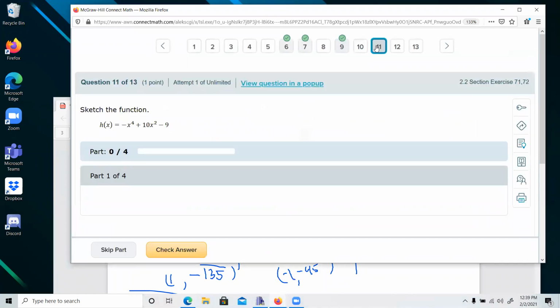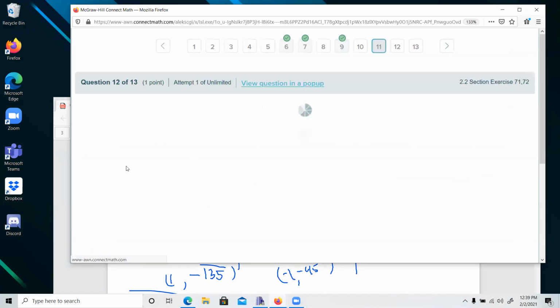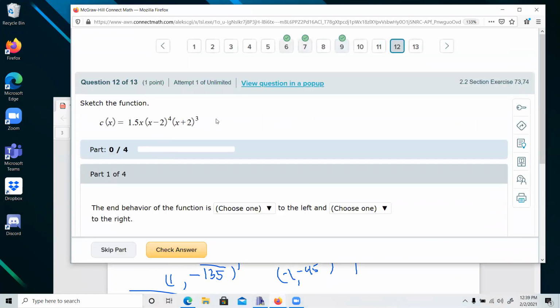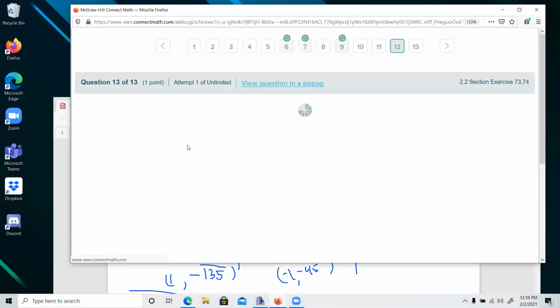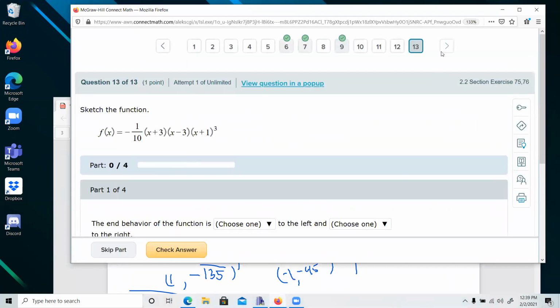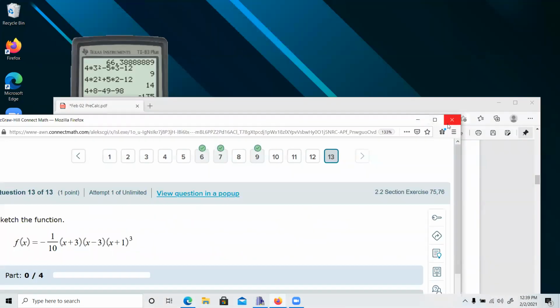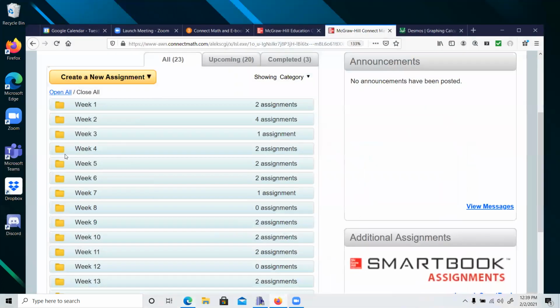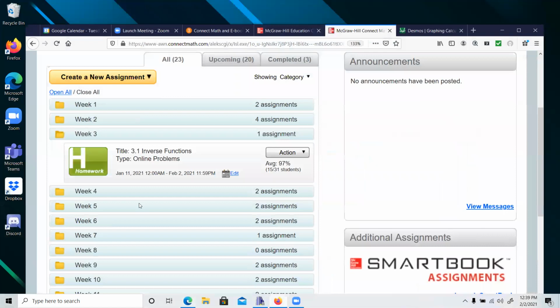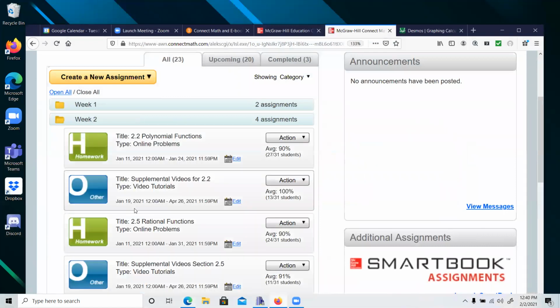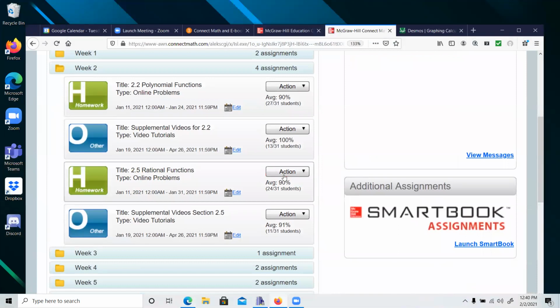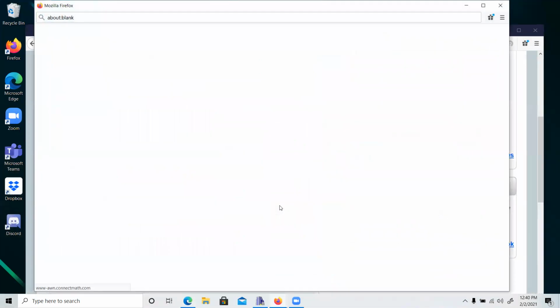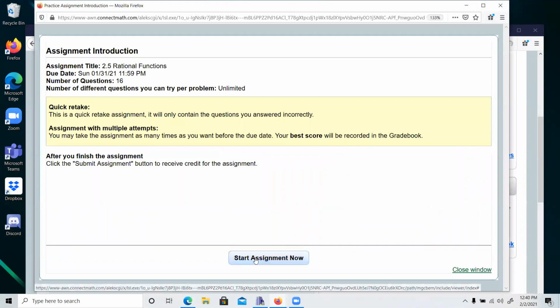Actually, let's push on to the next section, because these are going to be more of the same every single time. The rationals ones, those always take a long time to deal with, and they're a little bit more involved. So let's have a look at that. Again, we say week 3. Oops, not week 3 with inverses. We see week 3 here, and we have our rationals. Okay, start assignment now. Very good.